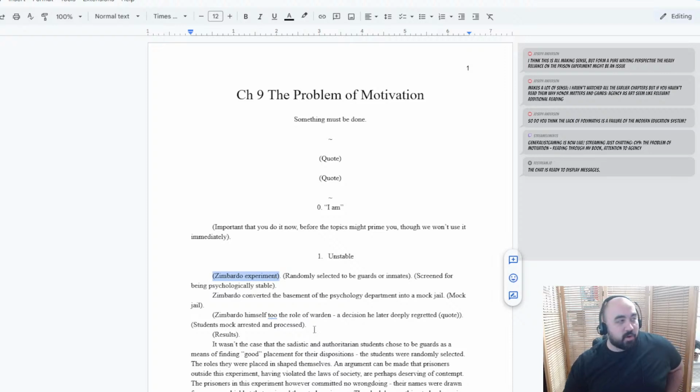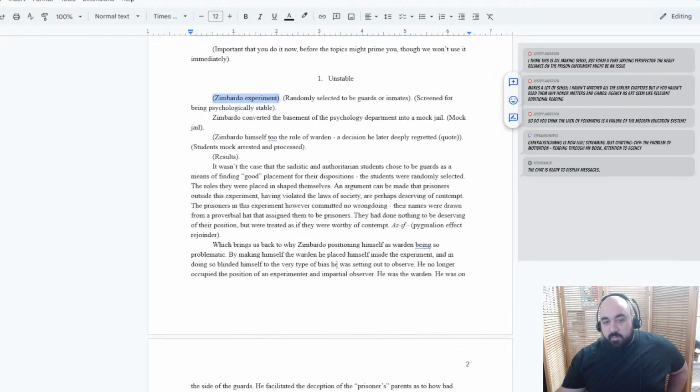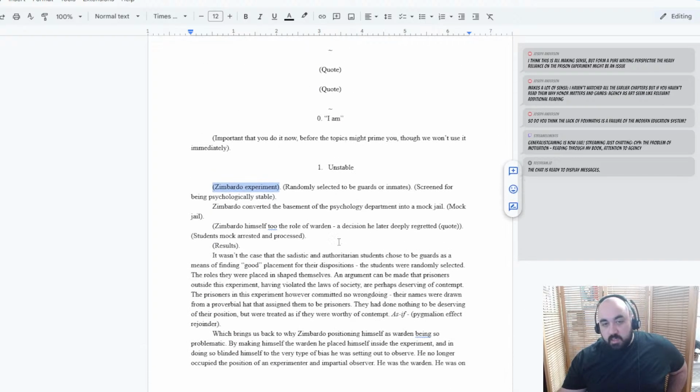Another thing is the Zimbardo experiment is so ubiquitous, and I think if you're publishing an American book, in order for it to be labeled psychology, you actually have to include the Zimbardo and the Milgram experiment. So we would have to include it anyways, but we would maybe make it less centrally important to some extent.